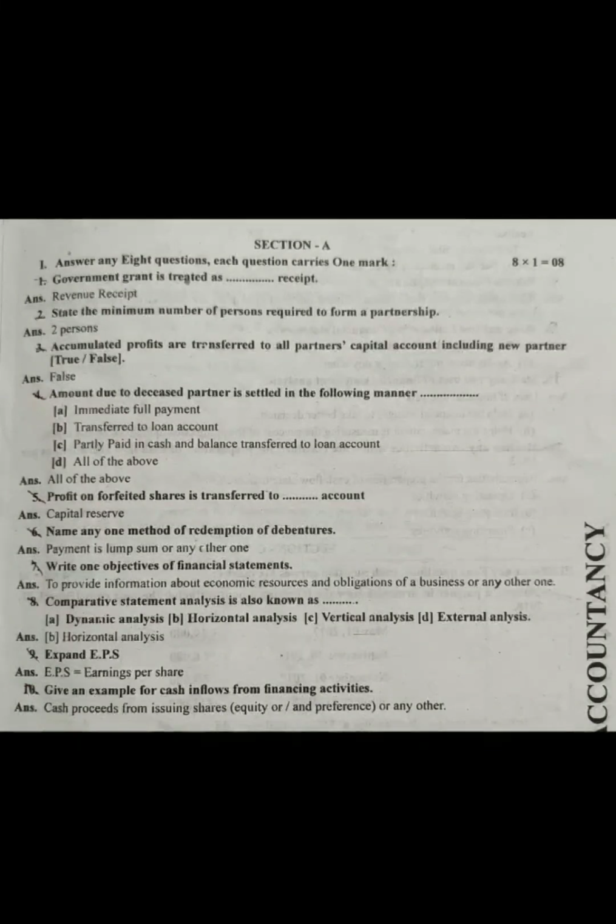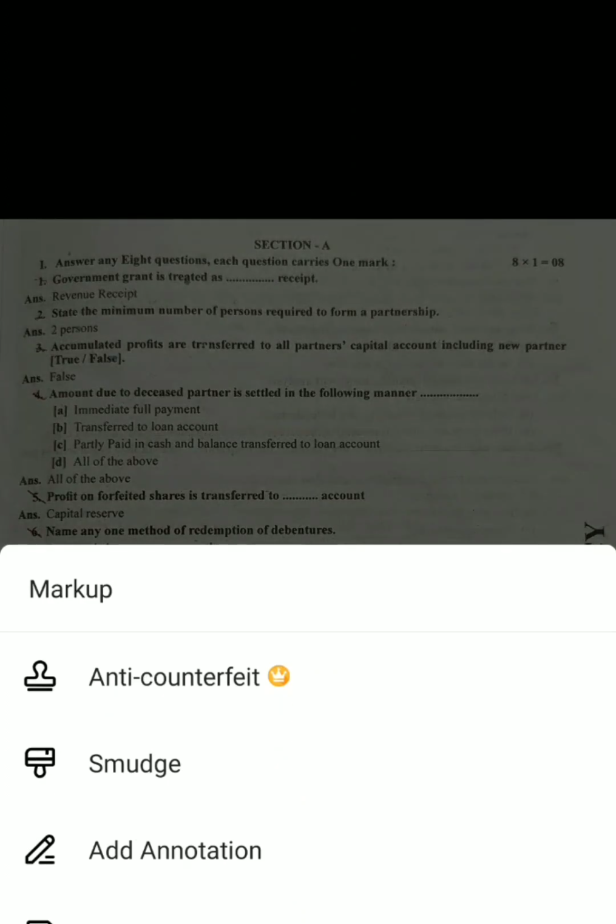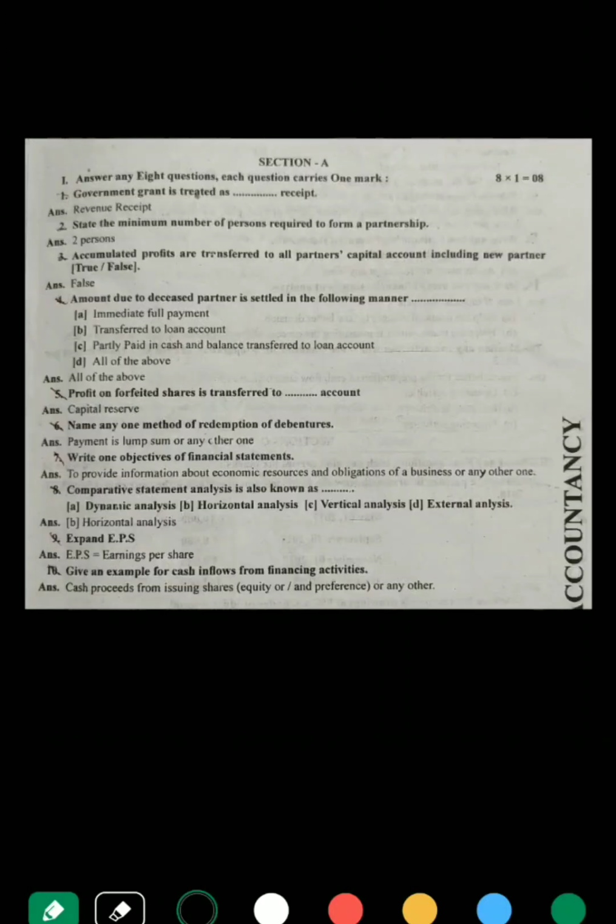Here the government grant is treated as a dash receipt. Government grant is treated as a revenue receipt. The second one: state the minimum number of persons required to form a partnership. To form a partnership, we require a minimum of 2 members.